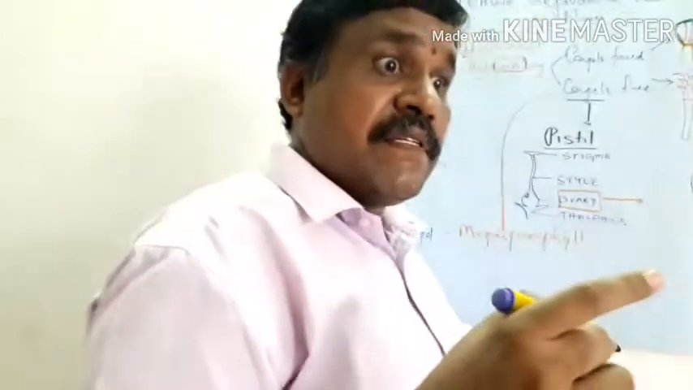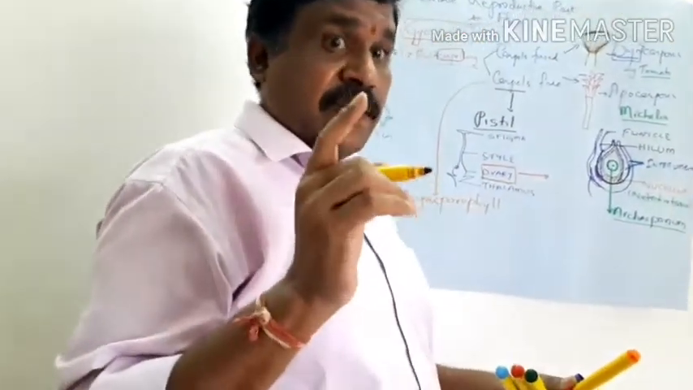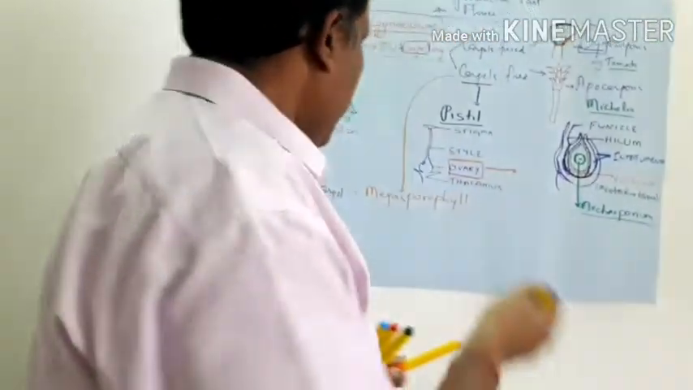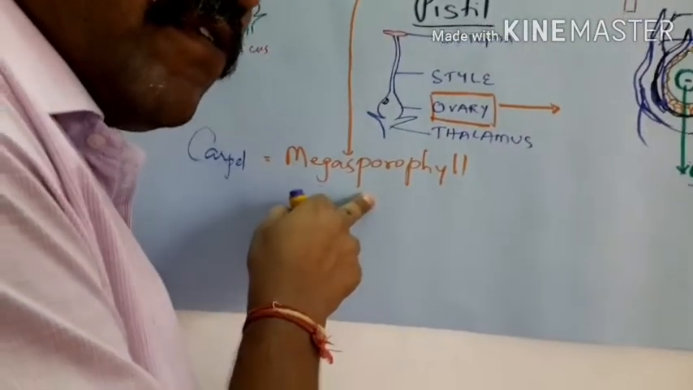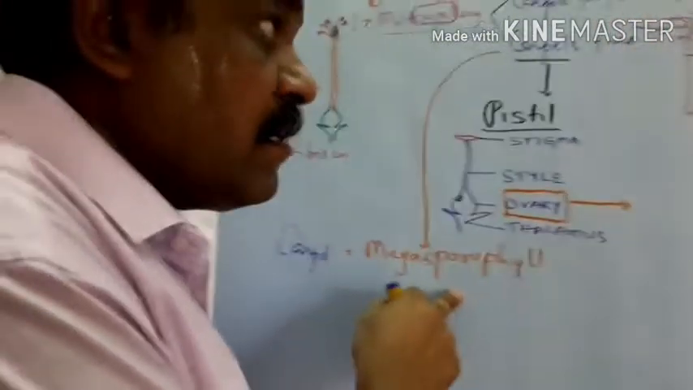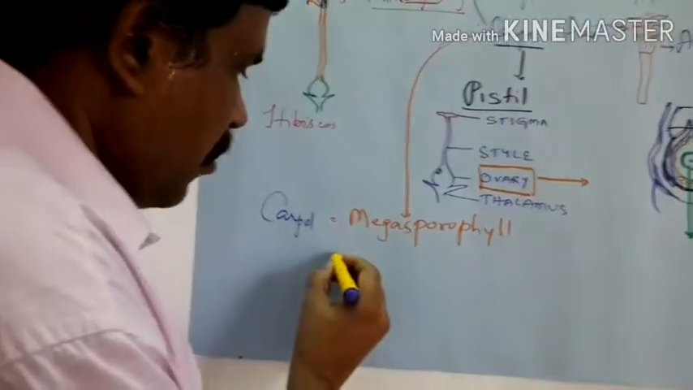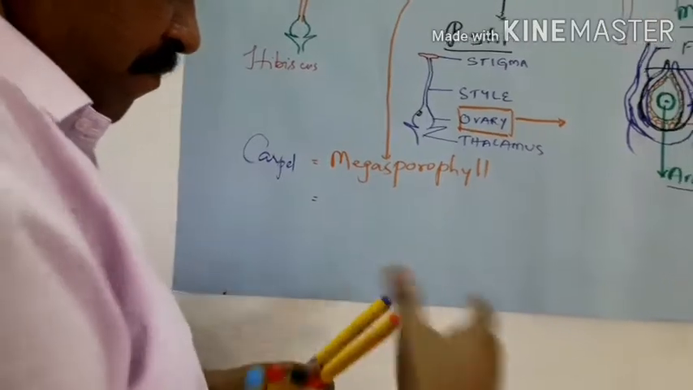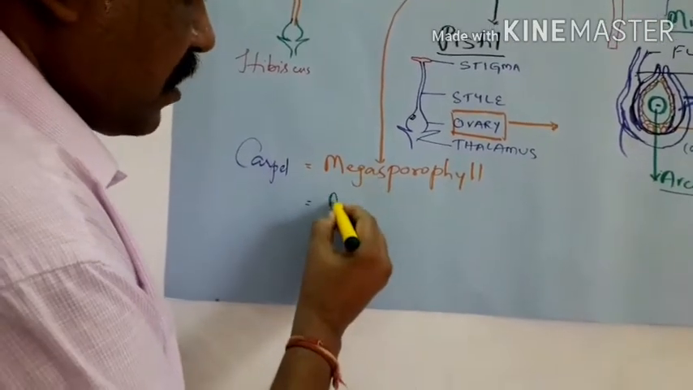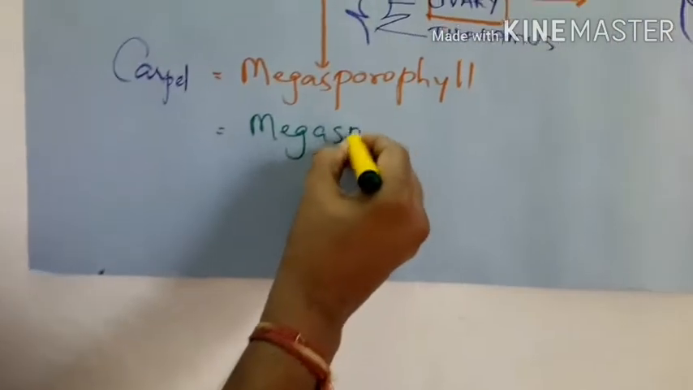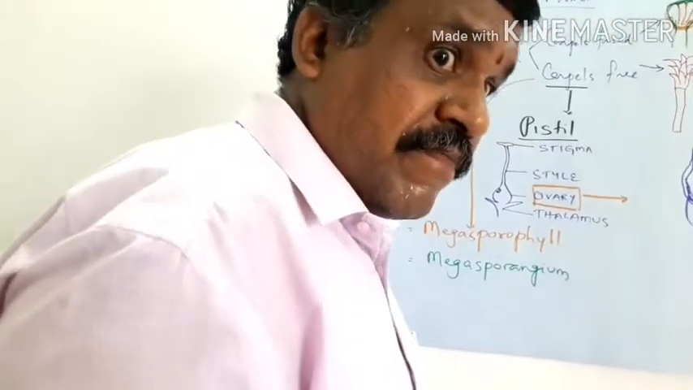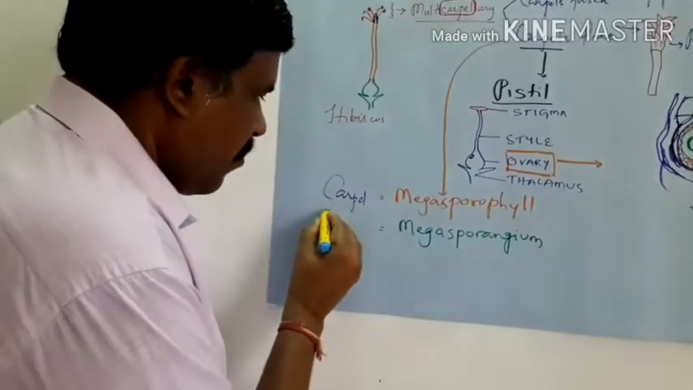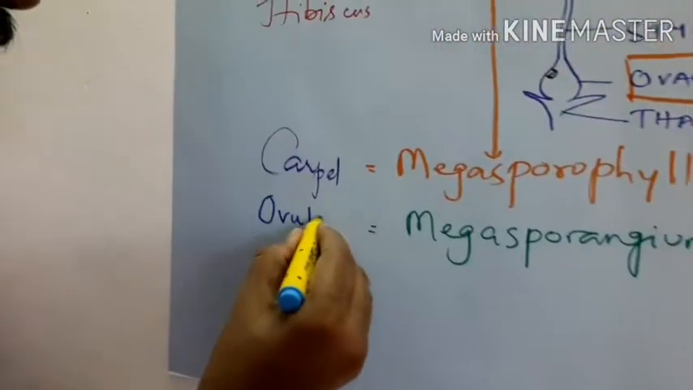You remember in class 11th in the gymnosperms also we studied, right? There we say strobili. Now here the megasporophyll is what is called the carpel. Now what did I tell you? This sporophyll should produce what? Sporangium. Then it is producing the megasporangium. So what is that megasporangium called in the flower? That's nothing but, very good, yes, that's called the ovule. Very good. That is called the ovule.